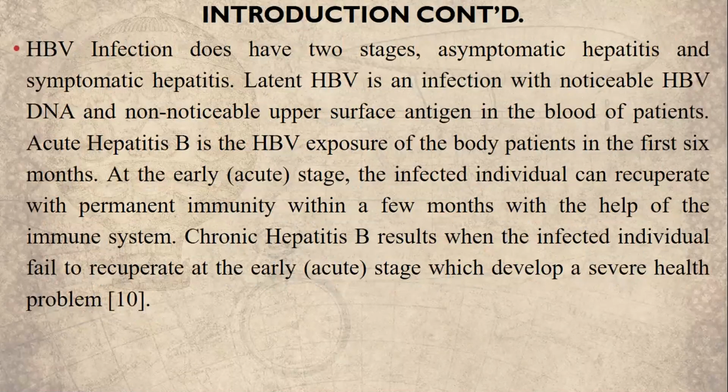HBV infection has two stages: the asymptomatic hepatitis B and the symptomatic hepatitis. The latent HBV is an infection that is not noticeable, with non-noticeable DNA and surface antigen in the blood. Acute hepatitis B is the HBV exposure of the patient's body after three months. At the early acute stage, the infected individual can have permanent immunity within a few months. But chronic hepatitis results when the infected person fails to recuperate at the early acute stage, which develops into a problem.